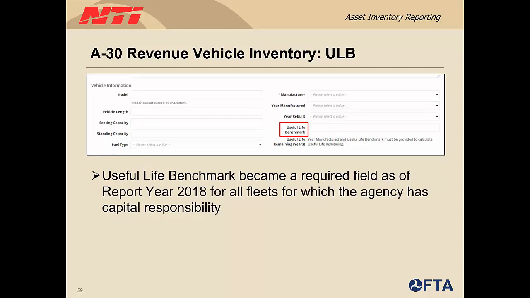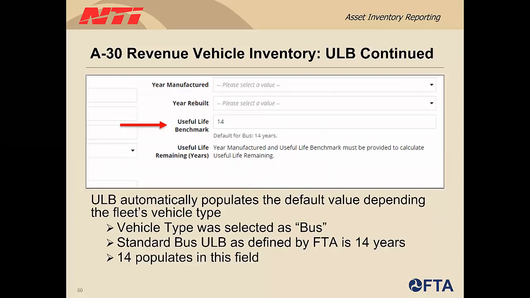Next, you will complete the useful life benchmark field for any vehicles for which you have capital responsibility. This field became required in report year 2018. Please note that if you select no capital replacement responsibility for the fleet in the basic section, this field for useful life benchmark will not apply. This field will automatically populate with the FTA default based on the vehicle type, but agencies may report their own useful life benchmark based on their TAM plan. The example here on this slide shows a bus, and the FTA default is listed below the field here, and we see that it's 14 years for a bus vehicle type.